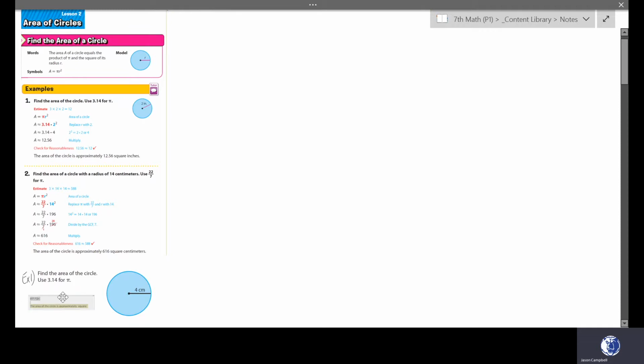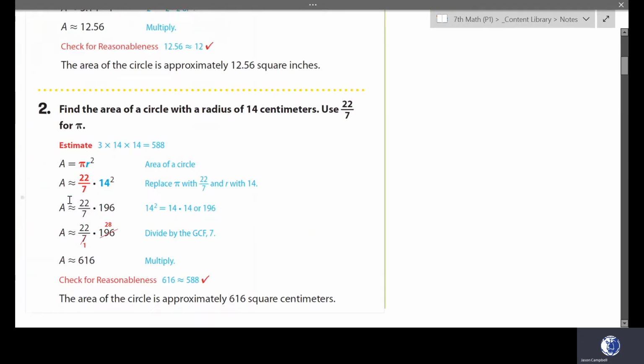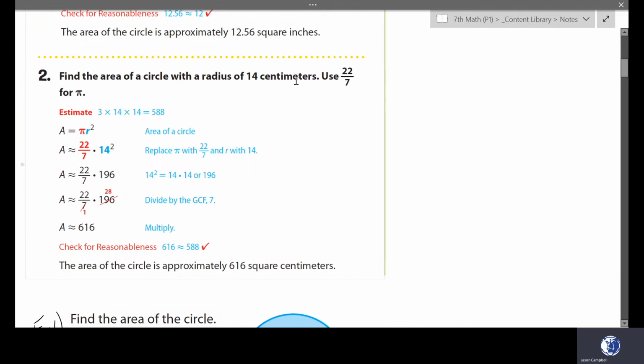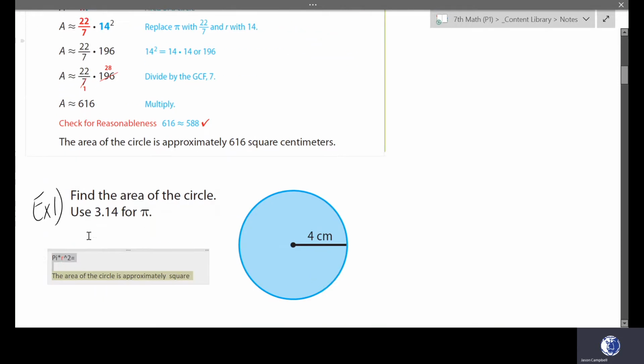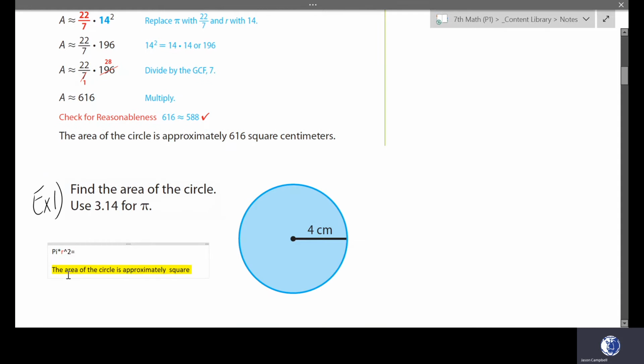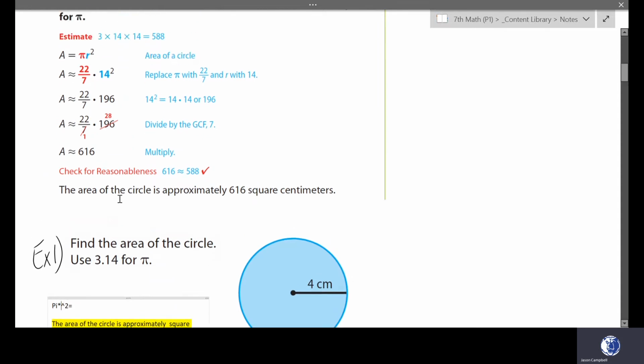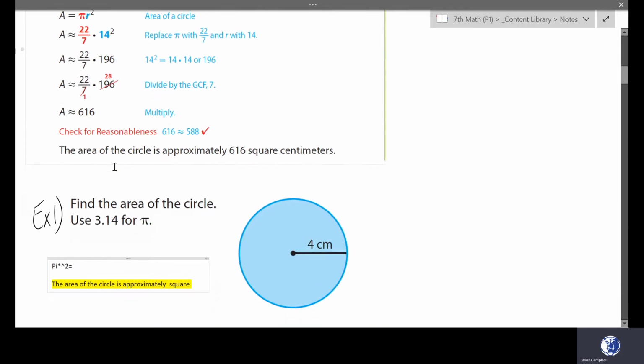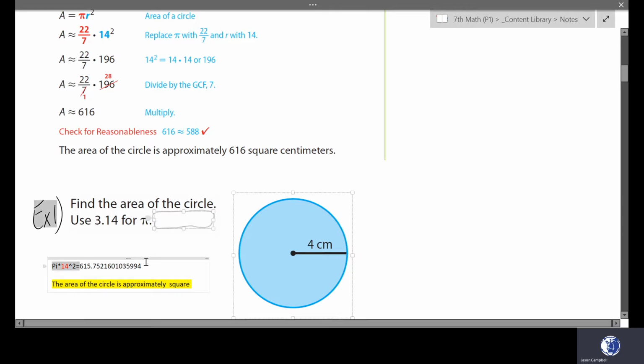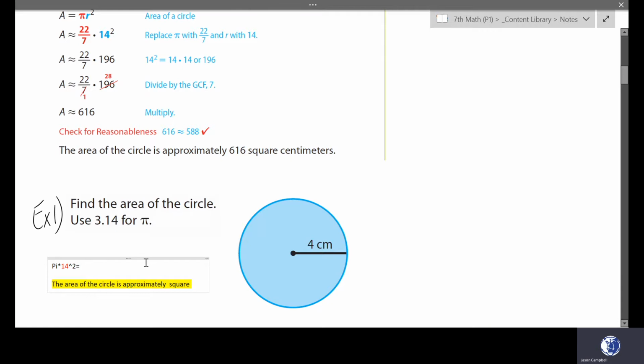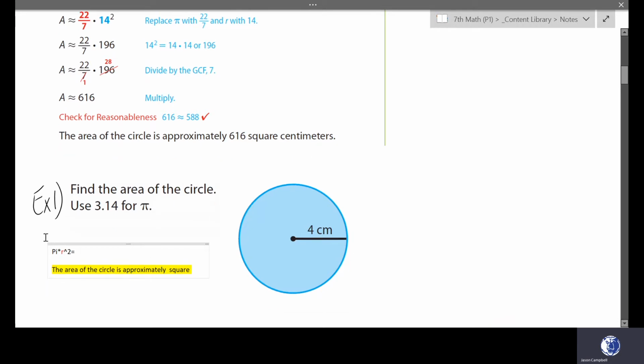Let's go ahead and use it for example 1 down here. But first, let's look at example 2. It says the area of a circle with a radius of 14 centimeters, use 22/7 for pi. So here they did 22/7 multiplied by 14 squared, and they got an area of 616. So as long as I plug in 14, because that's the radius that they had, into my formula, I should get an answer of 616, which I do. 615.7 would round up to 616. So this formula works.